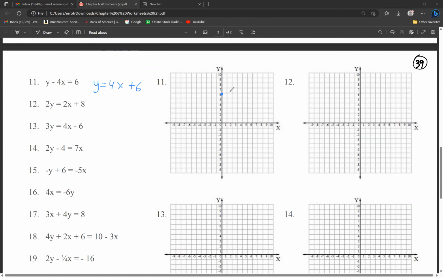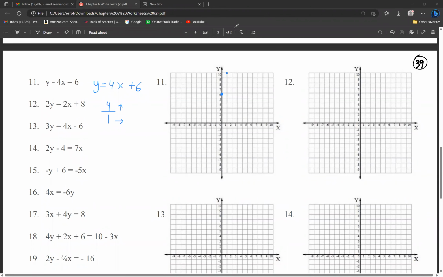If it was negative 4, it would be down 4, but it's positive 4. So up 4, and then what? Well, remember, 4 is 4 over 1, right? So up 4, right 1. Up 4, right 1, right there.